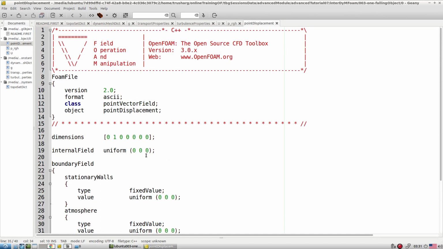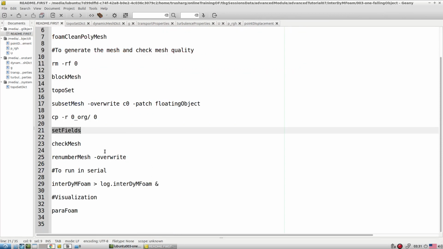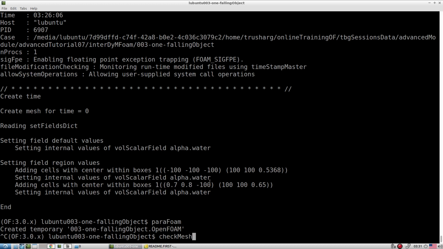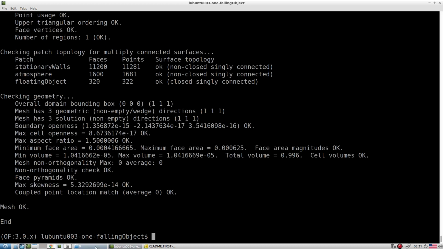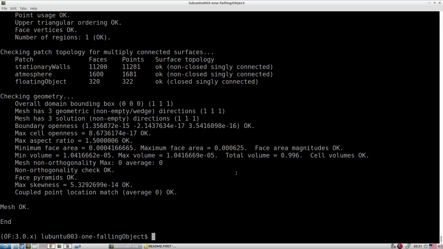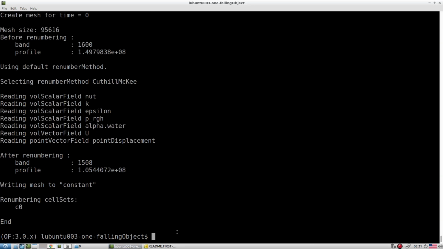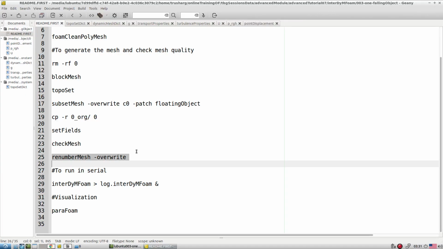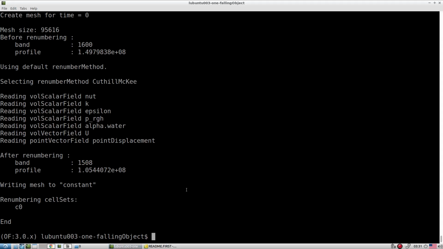So this is how one can set the 6 DOF class of the mesh motion on a very simple class of the geometry. Now let's run this particular test case. Before that let's check the mesh, and then let's renumber the number of elements if you want. It helps to reduce the bandwidth of our matrix. Then let's run the case.